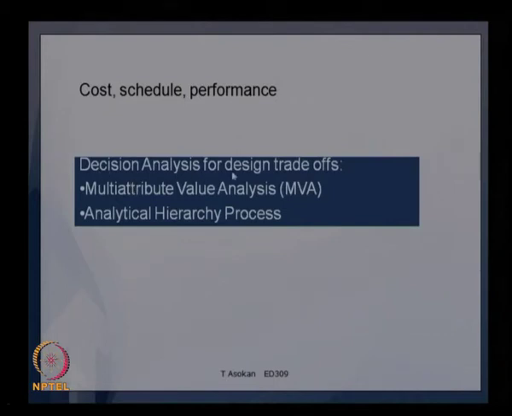The decision analysis for design trade off, the standard methods where we have a multi attribute value analysis, which is known as MVA, or we can use an analytical hierarchy process. So, any one of these methods can be used for the trade off analysis. The multi attribute value analysis is one of the most common methods used to find out how we actually allocate the requirements based on some value functions of the system.